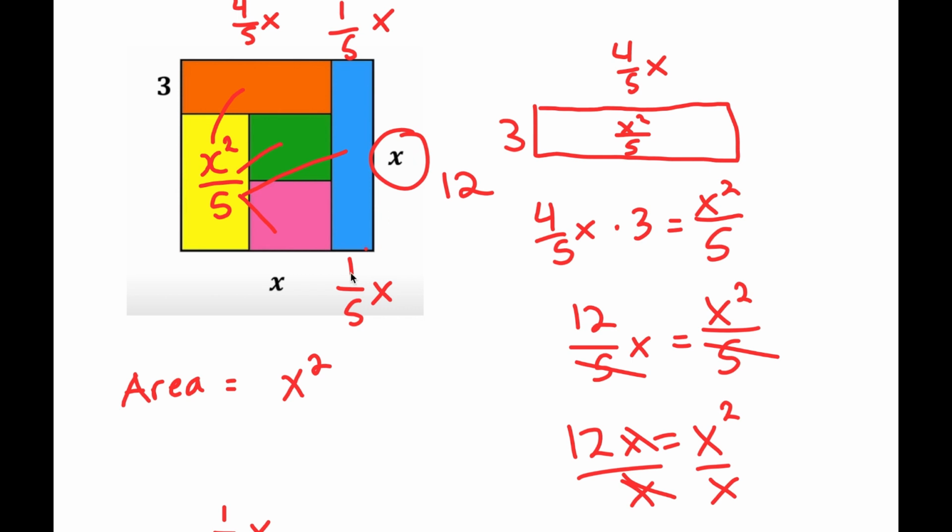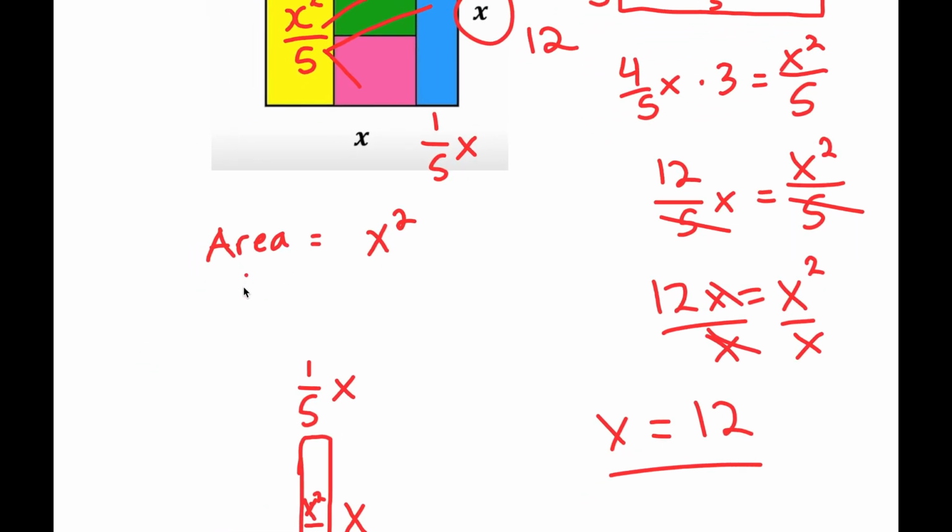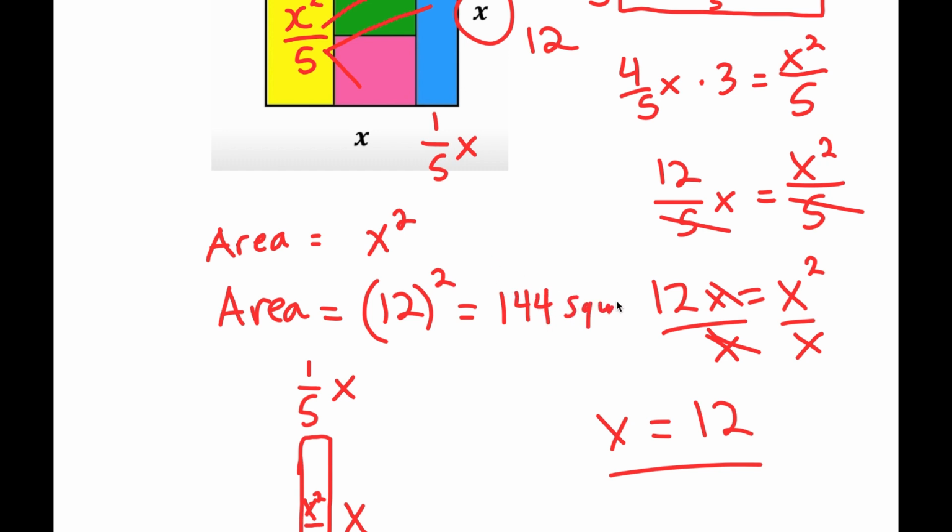Now if x is 12 and the area is x squared, this means that the area of the total square is 12 squared, which is 144 square units. So this is my answer.